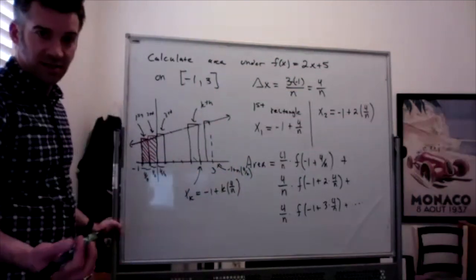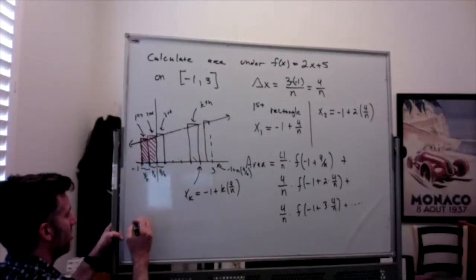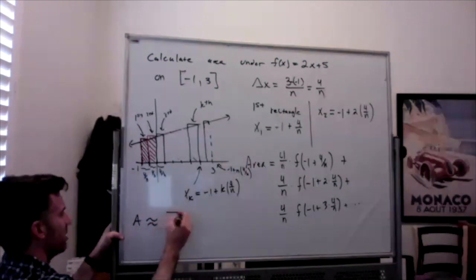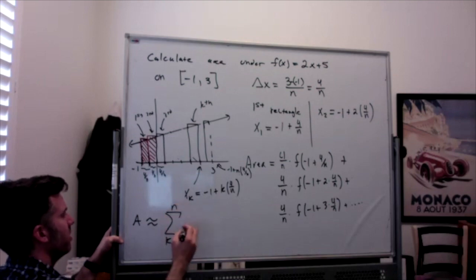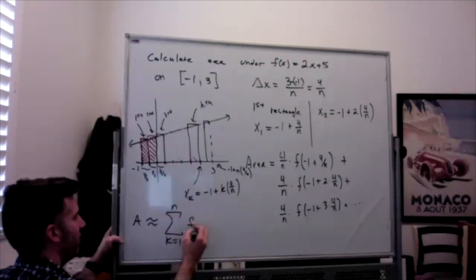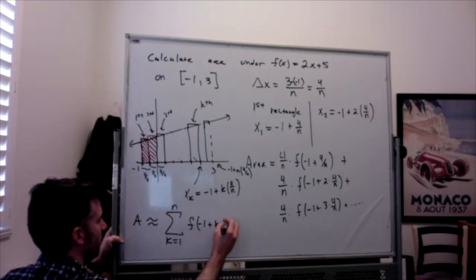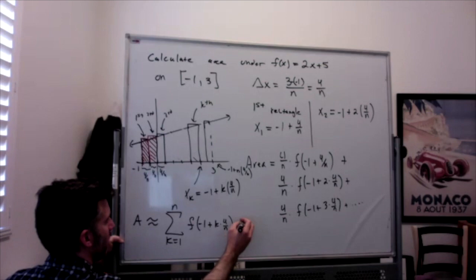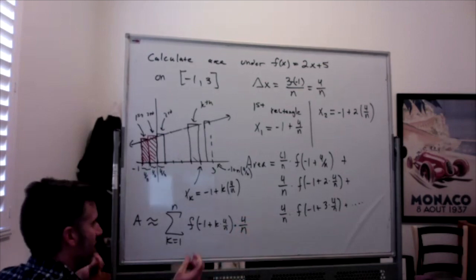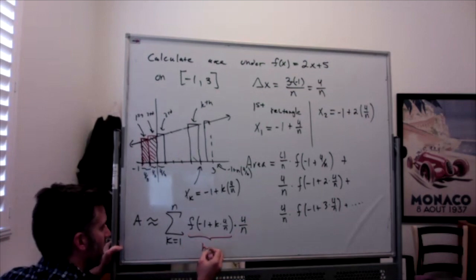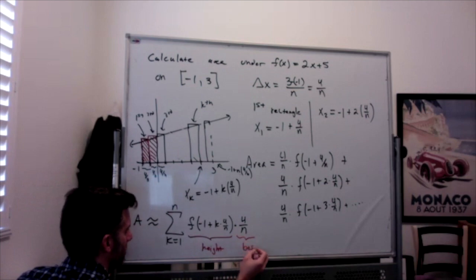But there's a more compact way of writing this. The area is going to be approximately the sum from k equals 1 to n of f of -1 plus k times 4 over n, times our delta x. Or in less fancy mathness, the height of your rectangle times the base of your rectangle.